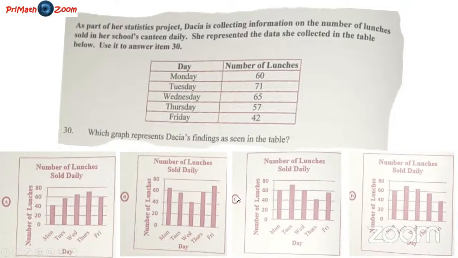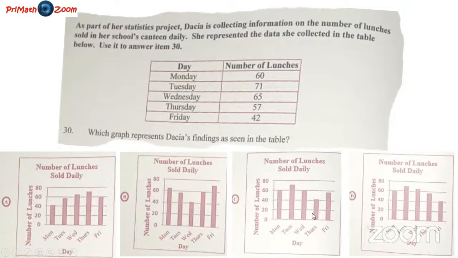So it's either C or D. We have Tuesday 71. So this one could be 71 as well. It's a little more than halfway between 60 and 80. If you look at the scale, they're going up by 20, as well as this one could be showing 71 too. So we're still looking at both.